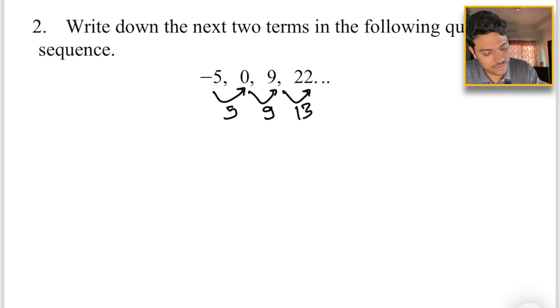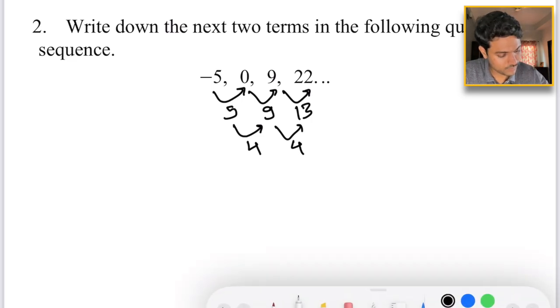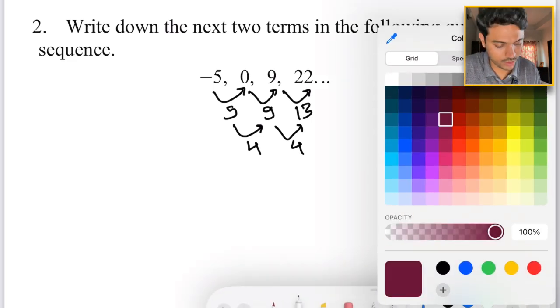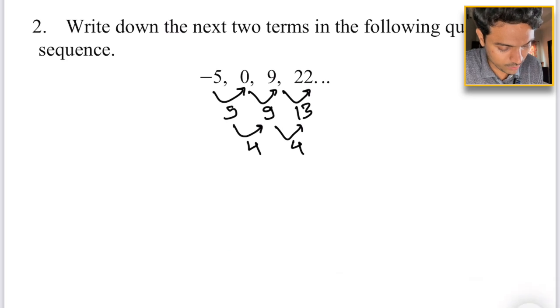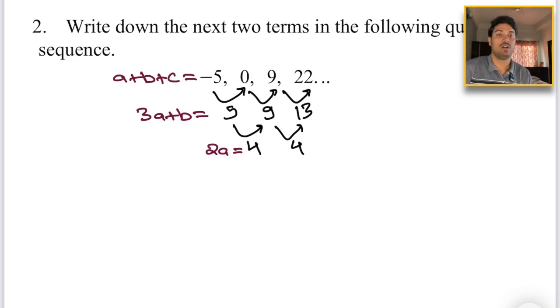Now 5 to 9, difference is 4. 9 to 13, difference is again 4. So the second difference is common. That means it's a quadratic sequence. Now let's check. So we can directly write 2a equals 4, 3a plus b equals 5, a plus b plus c equals negative 5. So from here I'll figure out the value of a, b and c.